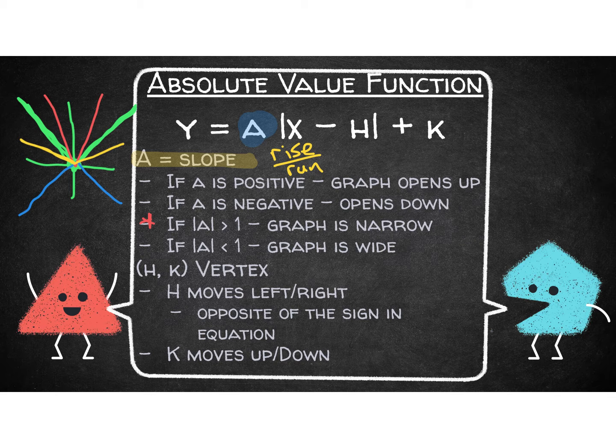Okay, and then we have the vertex. The vertex, this is a very important point. That's the point that happens at (h, k). So the h right here and the k right here, that is going to be our vertex. Those are the important points that we have to be able to identify. So that's the vertex, that's where we start, that's the point right there.